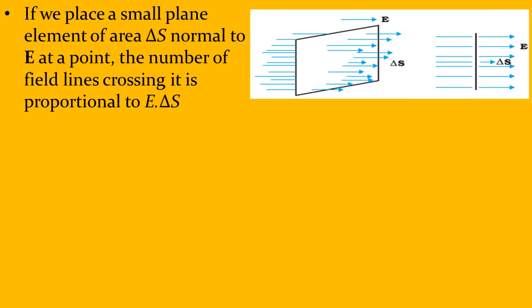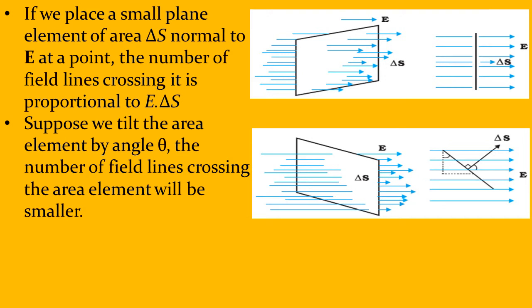Now, if we place a small plane element of area delta S normal to the electric field at this point, the electric field is like this, and the plane element we have placed is perpendicular to it. Then the number of field lines passing through this area element is given by E into delta S.